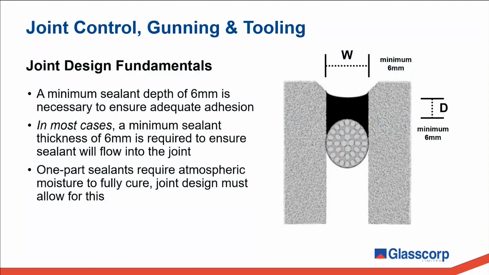Some fundamentals that apply to virtually all sealant joints. So a minimum sealant depth of 6 mil is necessary to ensure adequate adhesion. So that's your minimum depth of 6 mil. In most cases, a minimum sealant thickness of 6 mil is required to ensure sealant will flow into the joint. So minimum depth of 6 mil and minimum width of 6 mil. There are exceptions to this. But 6 mil is a recommended minimum. 1 part sealants require atmospheric moisture to fully cure, and joint designs need to allow for this.